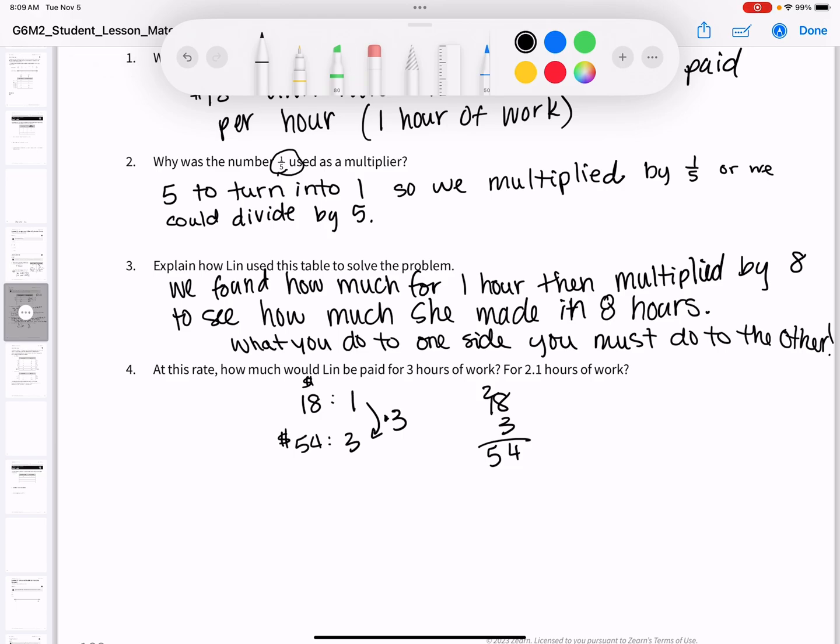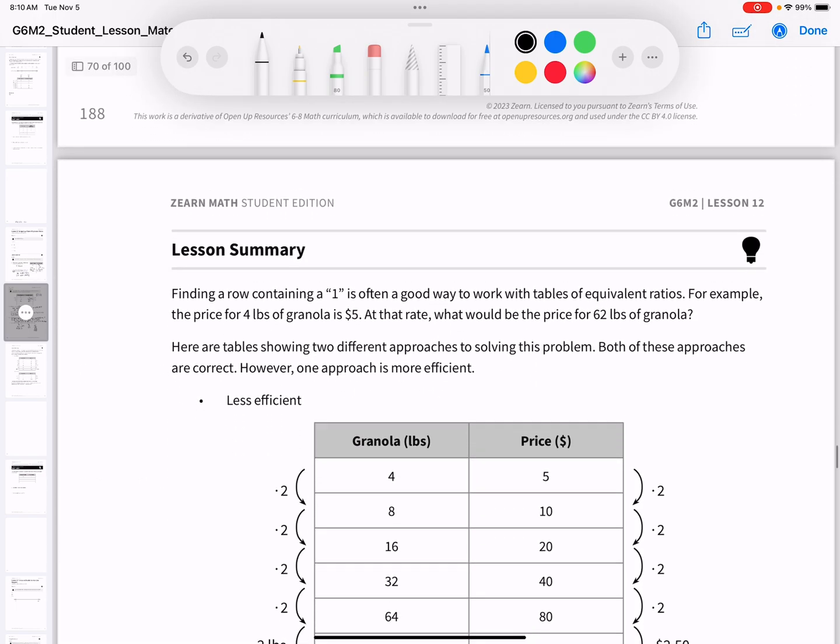And then for 2.1 hours of work, you would do 2.1 times 18. So that's 8. That's 16. Then we have 1 and 2. So that's 8, 7, 3. And then we have 1 behind the decimal. So it should be $37.80 for 2.1 hours. All right, that is our lesson. Please go through your lesson summary.